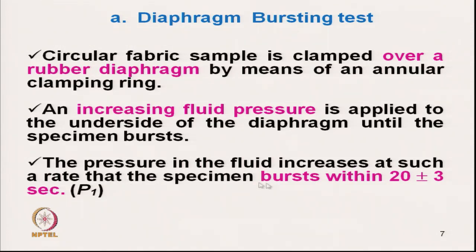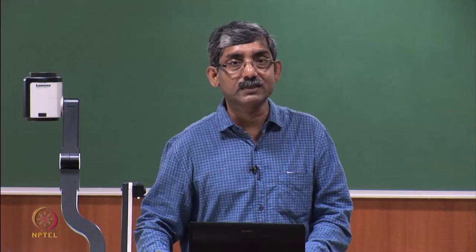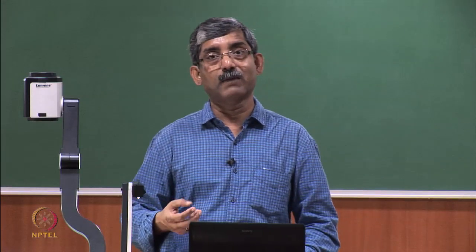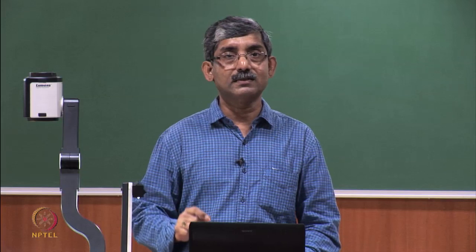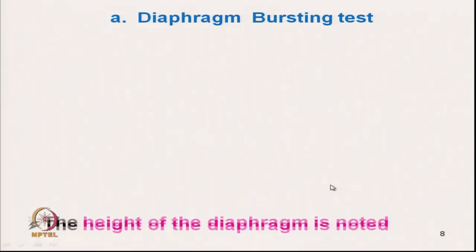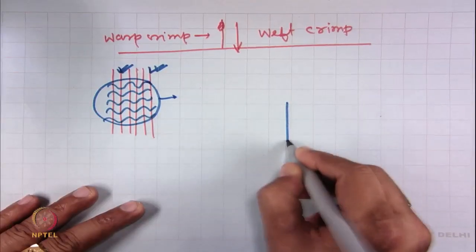The pressure in the fluid increases at such a rate that the bursting time is within 20 plus or minus 3 seconds. So, we can increase the fluid pressure in such a fashion, knowing the extensibility of the fabric and the bursting strength of the fabric. We can increase the fluid pressure at a certain rate, so that bursting takes place within 20 plus or minus 3 seconds. Here the technique is very simple.